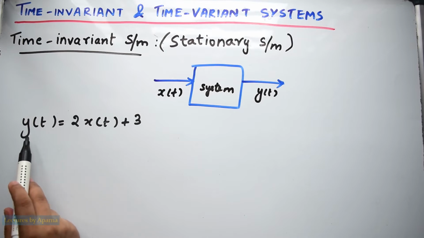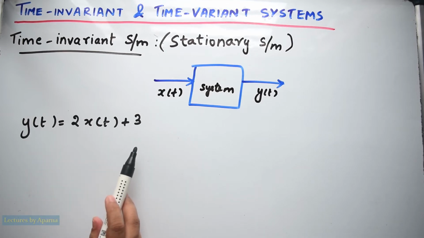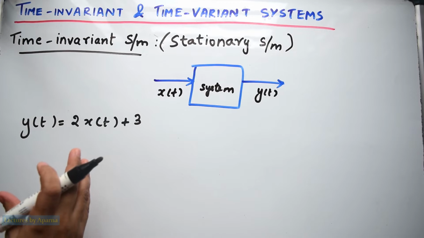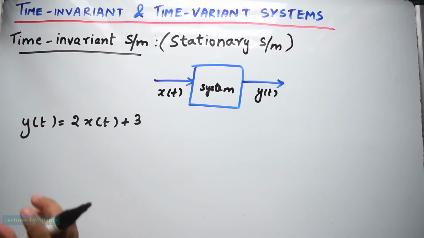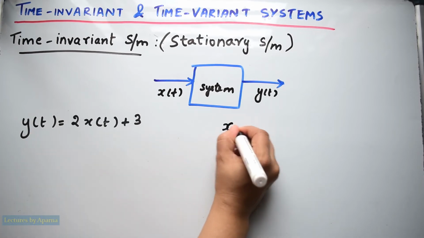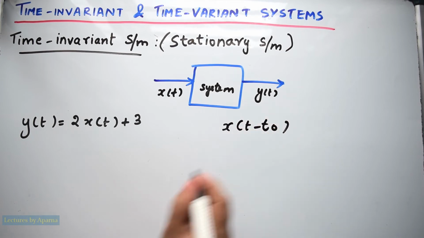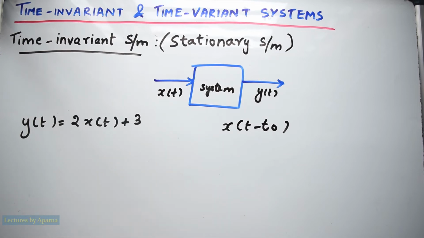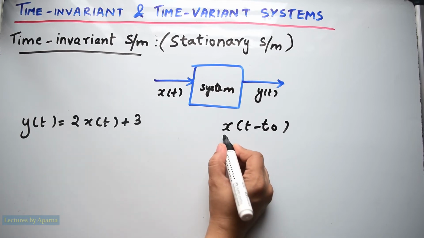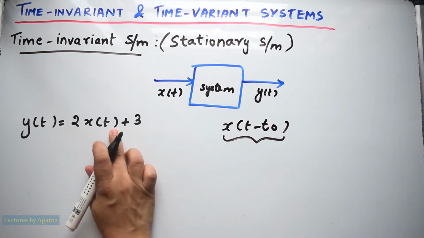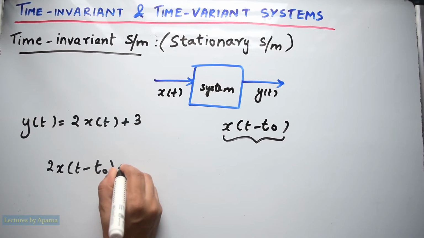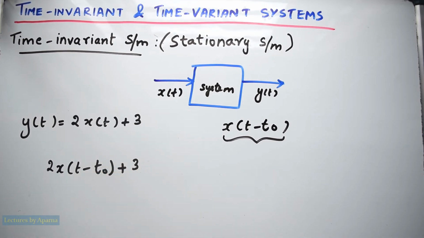For example, if you consider a system given by this equation, we are going to check if the system is time invariant. For that we are going to put a time shift on the input signal. So we are making the input signal x of t minus t0. When you do this shift, let us see how it affects the output. If the input is x of t minus t0, then this term will become 2x of t minus t0 plus 3.